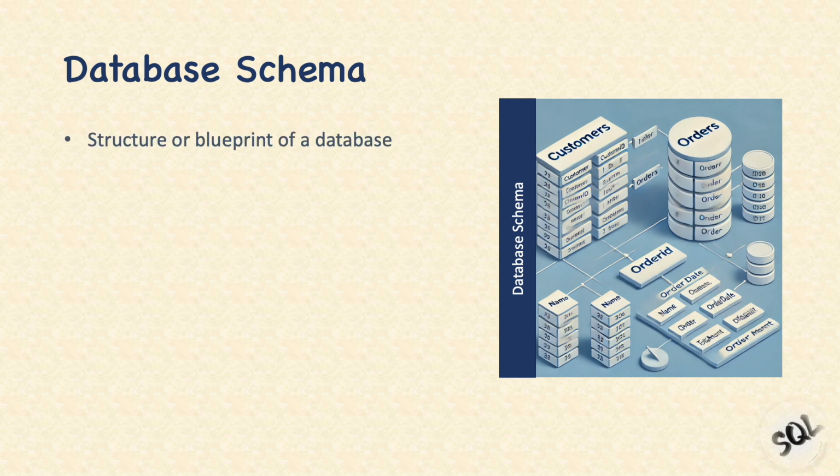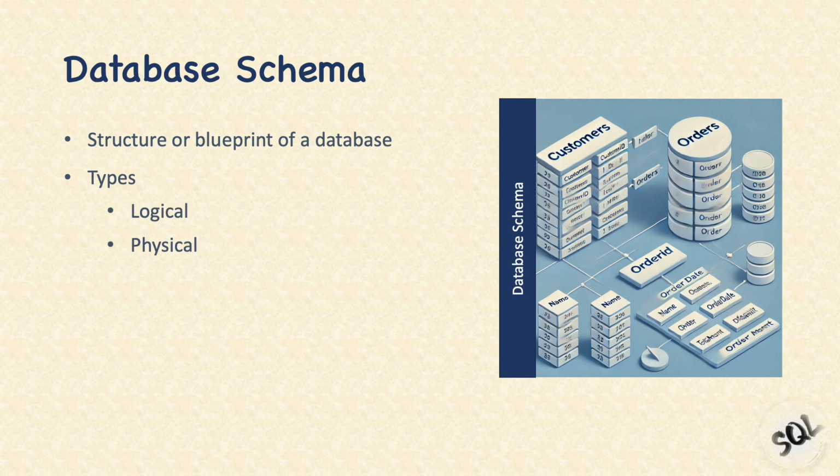A database schema is the structure or blueprint of a database that defines how data is organized, stored, and related to one another. It specifies the logical view of the entire database. The database schema is categorized into two types: the logical schema and physical schema.